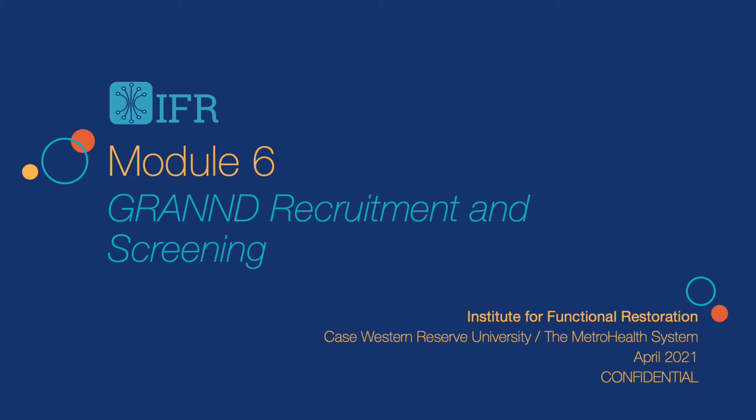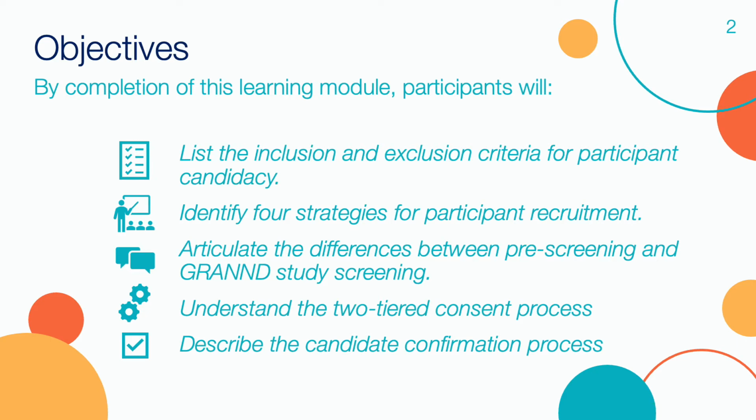Welcome to Module 6. This module provides a detailed look at screening and recruitment for the GRAND pivotal clinical trial. By completion of this learning module, you will be able to list inclusion and exclusion criteria for participant candidacy, identify 4 strategies for participant recruitment, articulate the differences between pre-screening and GRAND study screening, understand the 2-tiered consent process, and describe the candidate confirmation process.